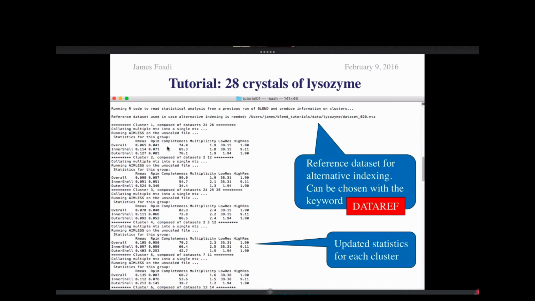Some space groups, the polar groups more specifically, can have indexing ambiguities. This means that the same reflection can be indexed differently in two different datasets. To maintain consistency among datasets, a reference dataset needs to be selected, and this dataset is used by Pointless to explore alternative indexing. Users can select an external dataset not belonging to the group of data under investigation via the keyword DATA REF.